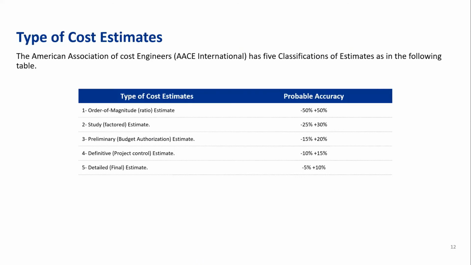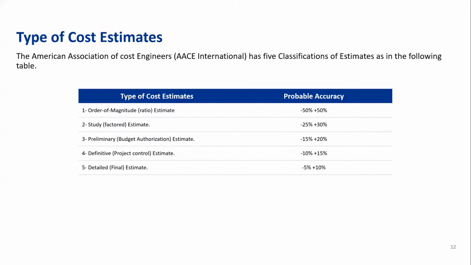The American Association of Cost Engineers has 5 classifications or 5 types of cost estimate. The first one is order of magnitude, or we call it OME. This has an accuracy from minus 50% to plus 50%. The second type is the study or factored estimate. The accuracy ranges from minus 25 to plus 30%. The budget authorization estimate, primarily, has an accuracy of minus 15 to plus 20. The definitive or project control estimate ranges from minus 10% to plus 15%.